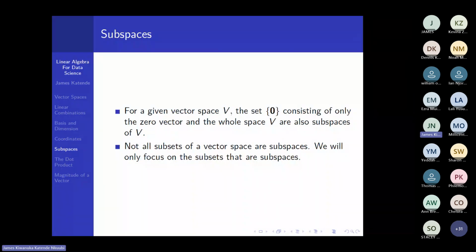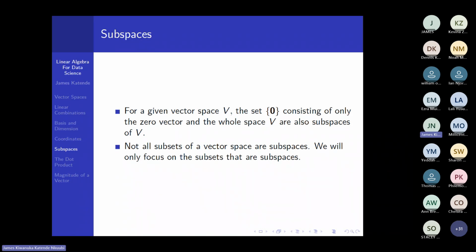So the simplest examples are just the set containing only the zero vector and also the whole vector space. These are examples of subspaces. These are the trivial cases. Remember, in mathematics, any set is treated as its own subset. Every set is a subset of itself. So you can think of a whole vector space as a subset of itself. So it becomes an example of a subspace.